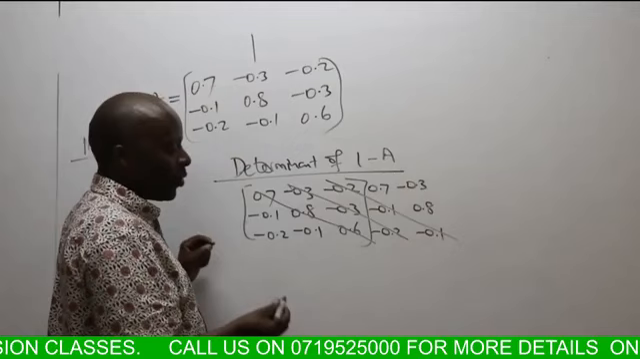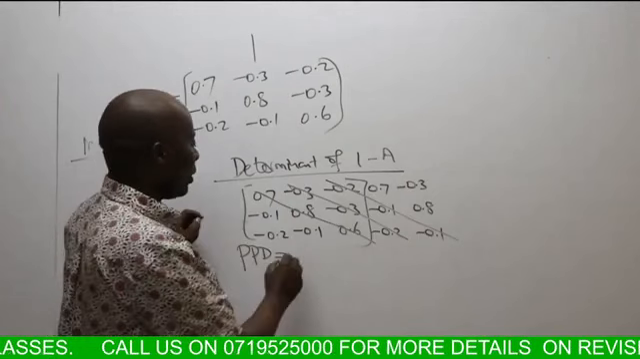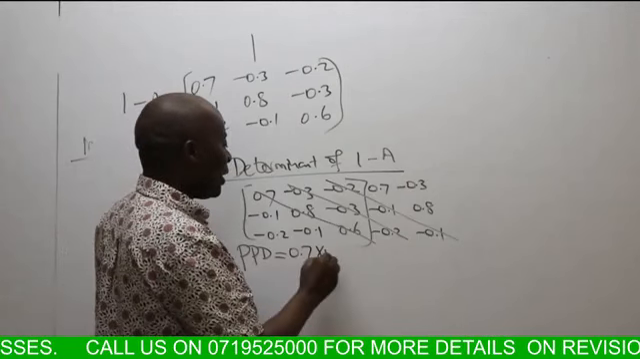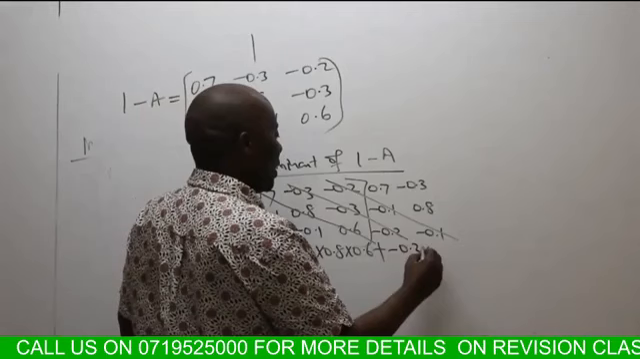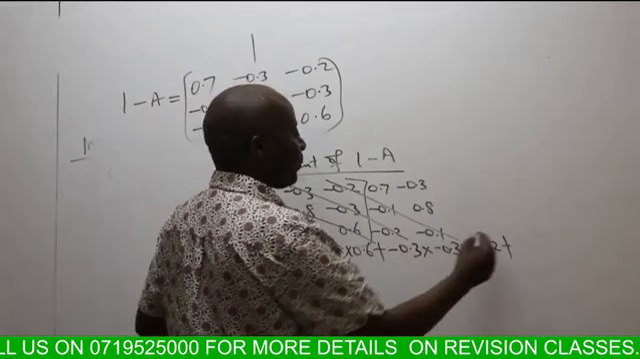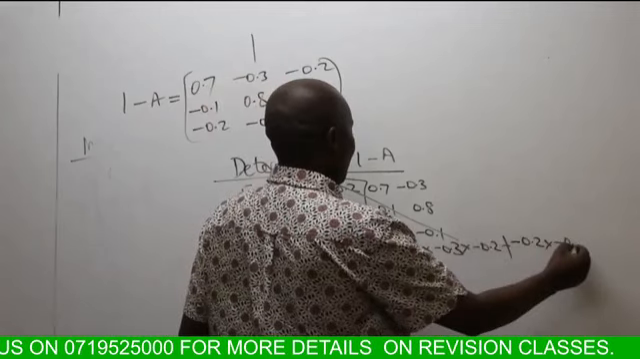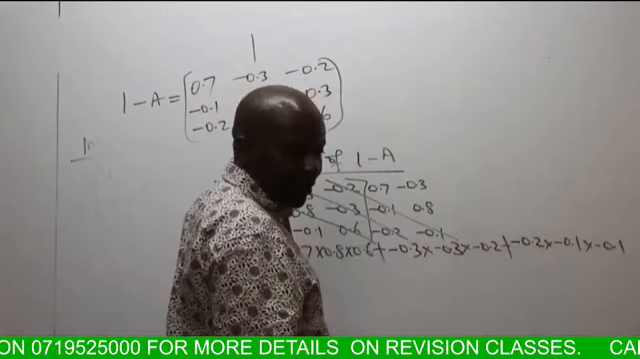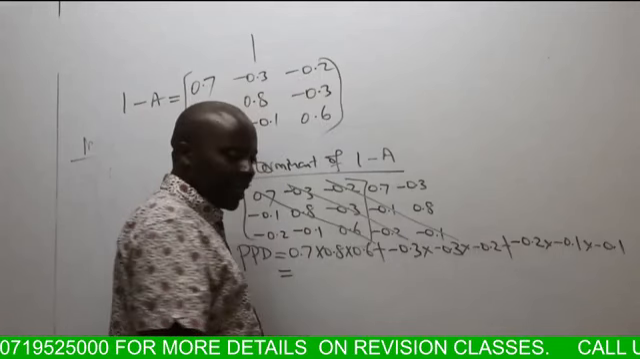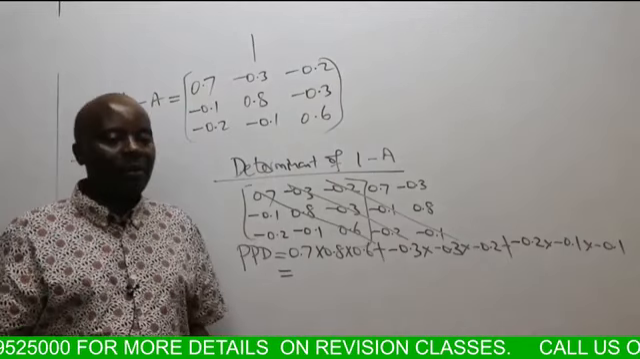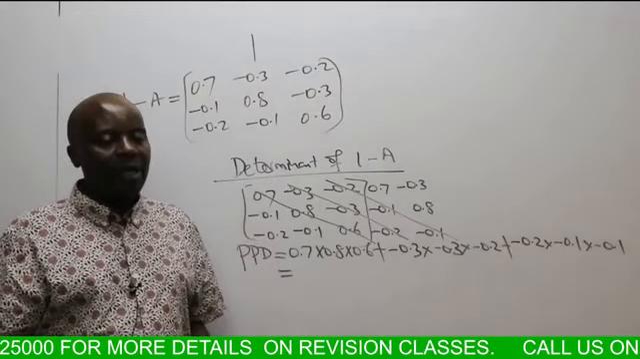So could you then kindly go ahead and give us the product of the primary diagonal? We have 0.7 times 0.8 times 0.6, that's the first multiplication, plus the second diagonal, which is minus 0.3 times minus 0.3 times minus 0.2, plus the third one, which is minus 0.2 times minus 0.1 times minus 0.1. So is there somebody who can give me the PPD? PPD stands for product of primary diagonal. Is there anybody who can give me that figure?